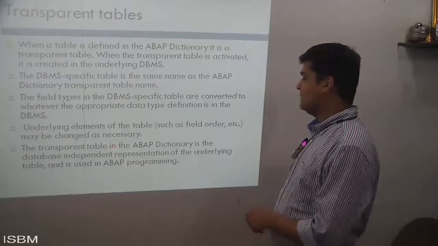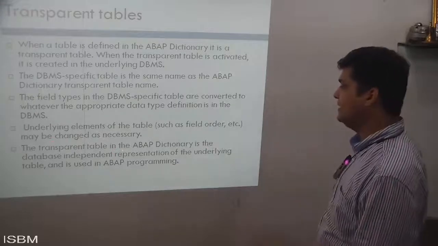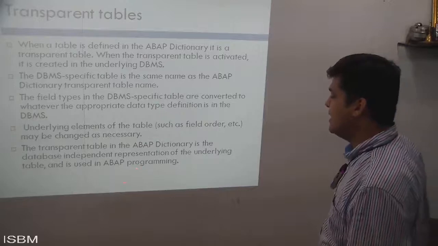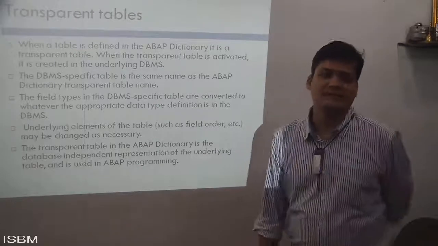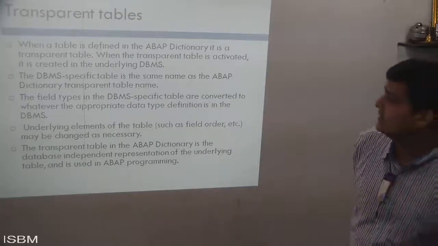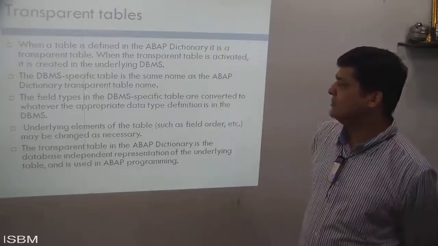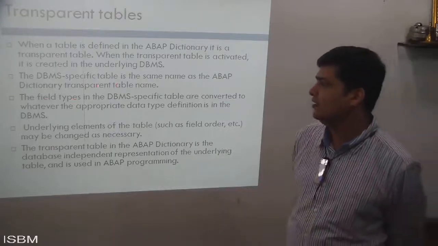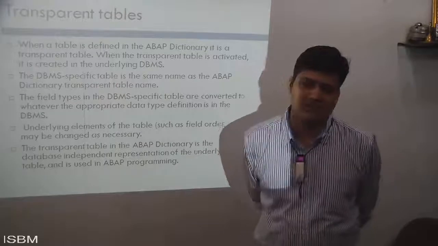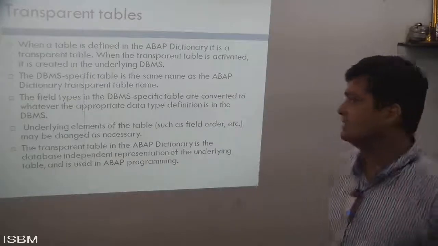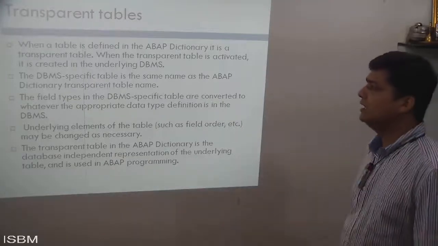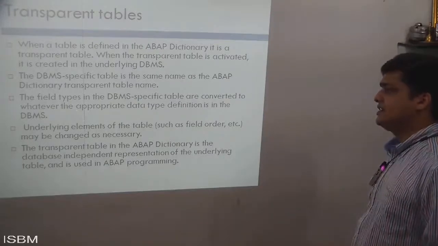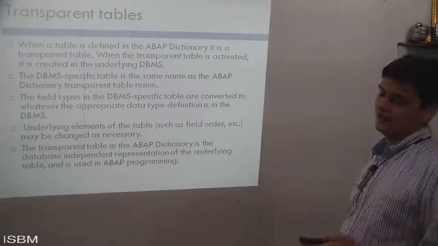The transparent table in the ABAP dictionary is the database independent representative of the underlying table, such as in ABAP programming. So basically the transparent table is nothing but a kind of database table, a DBMS specific table. This is a dictionary table, a transparent table. So it is not a big deal to learn about the transparent table. It's a simple table which has data elements, domains and all those things.